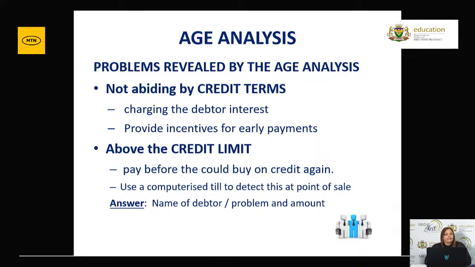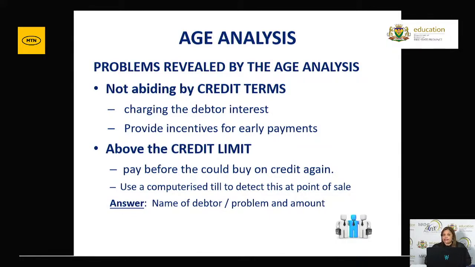What to do if debtors don't stick to their credit terms? We charge the debtor interest and we provide them incentives for early payments. So if they pay us in time, we give them a discount, 5% or 2%, depending on the company's terms. Then you look at the credit limit. So credit terms, credit limit, those are the two main problems that you look for first when you do your age analysis, right?